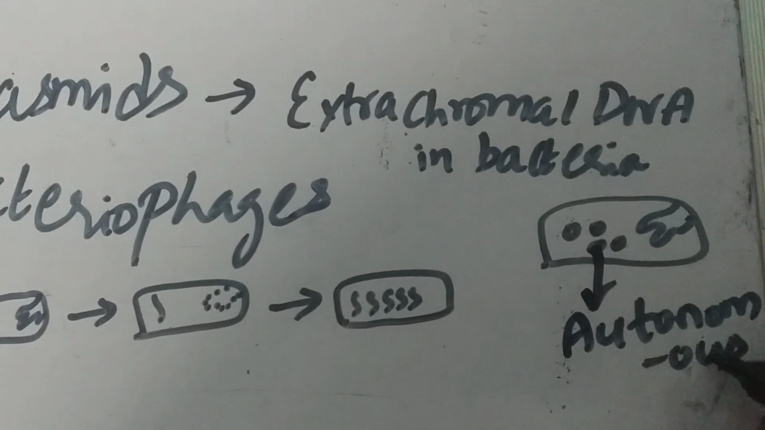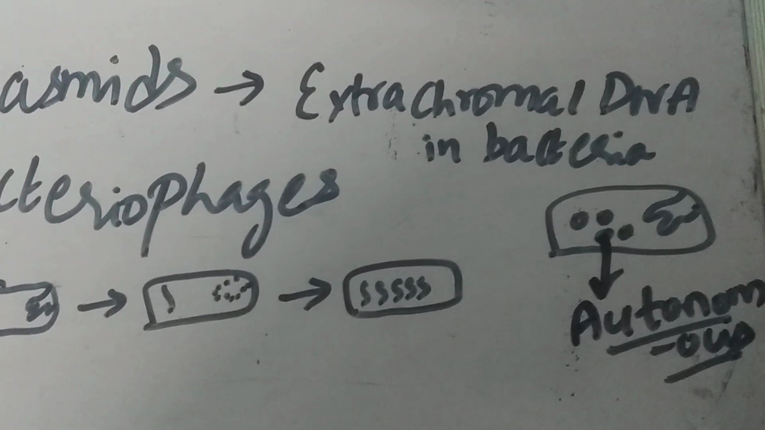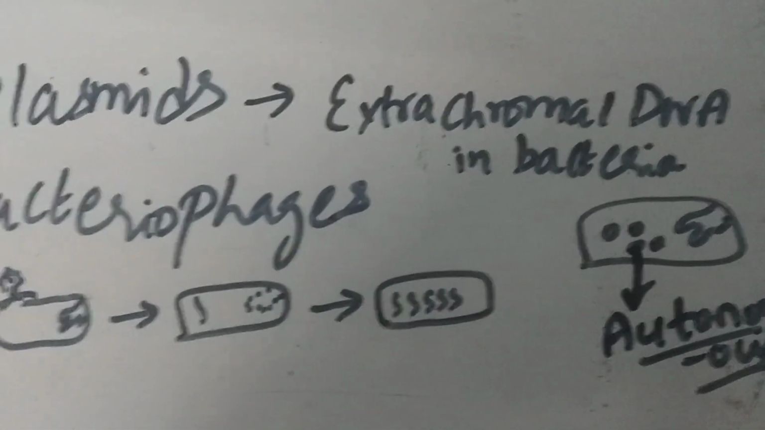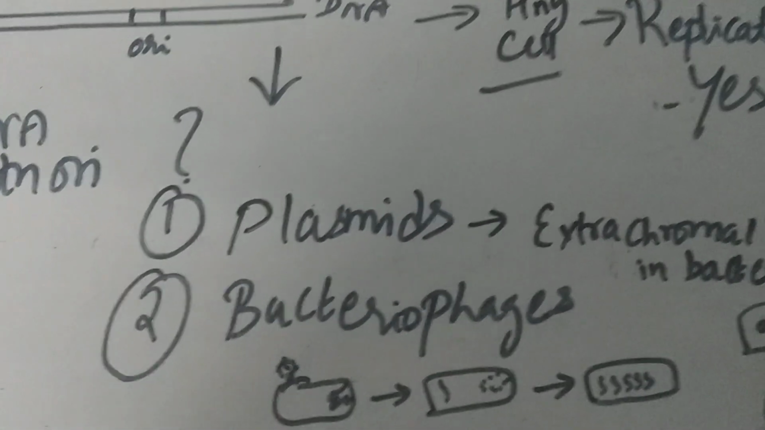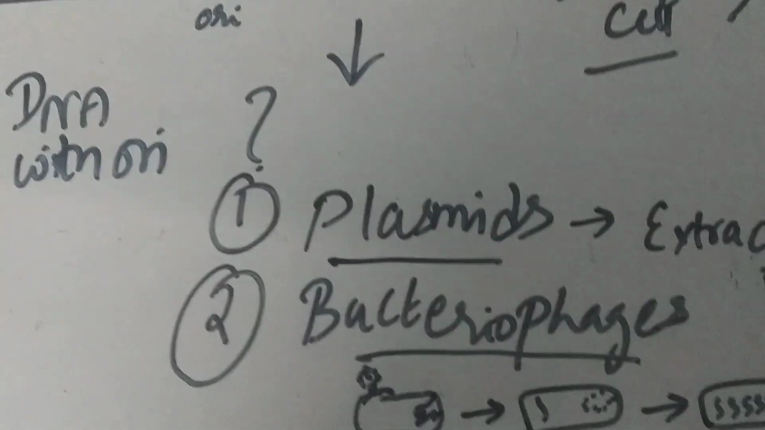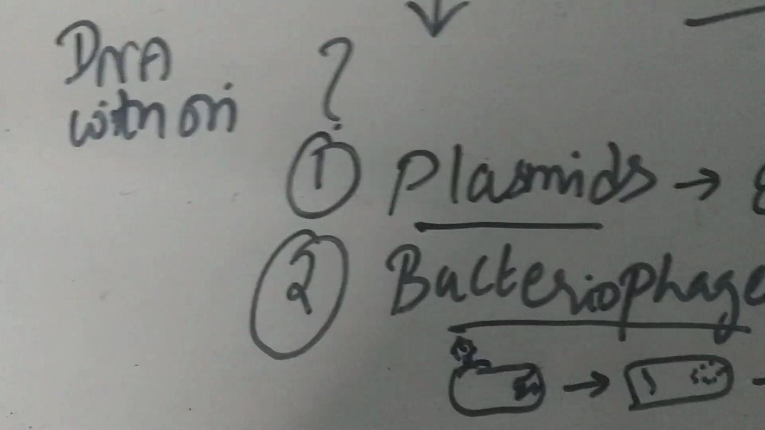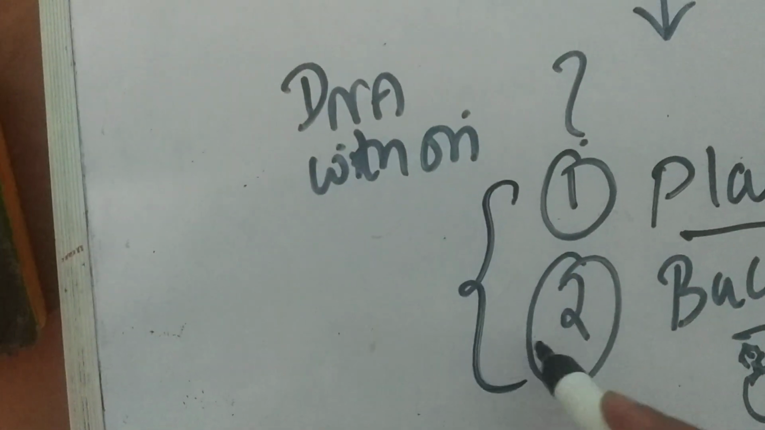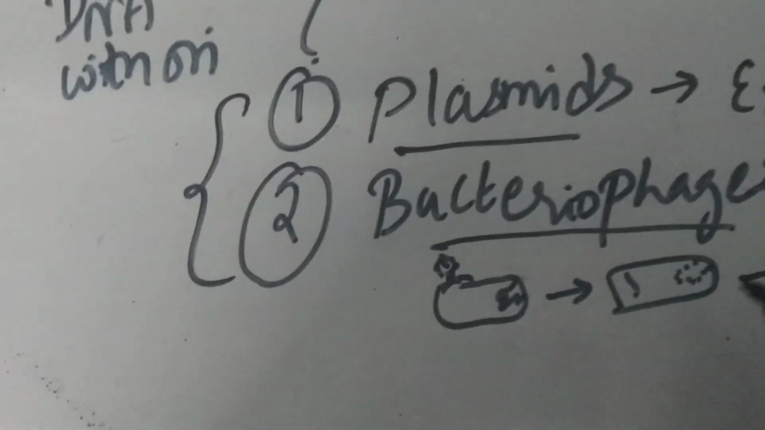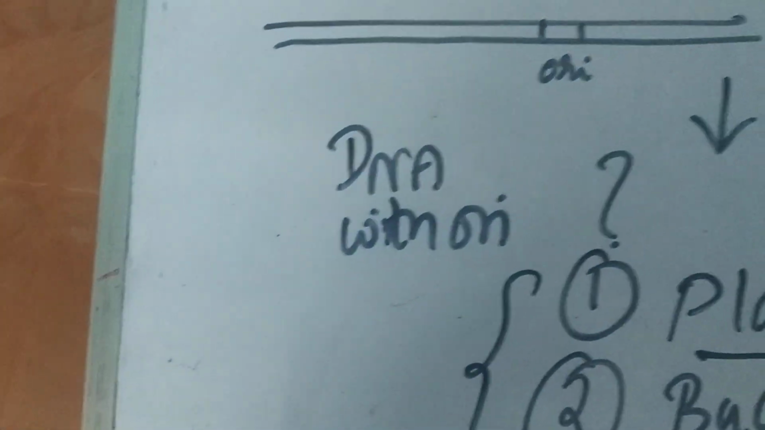Autonomous replication means they can replicate irrespective of whether the chromosomal DNA is replicating or not. This is the meaning of autonomous replication. So these two were suitable candidates, plasmids and bacteriophages, suitable candidates for DNA with ORI. ORI means origin of replication. So they thought, if we insert these two into the bacterial cell, they will be able to replicate inside the cell. Okay? So this is one of the things that scientists started understanding.